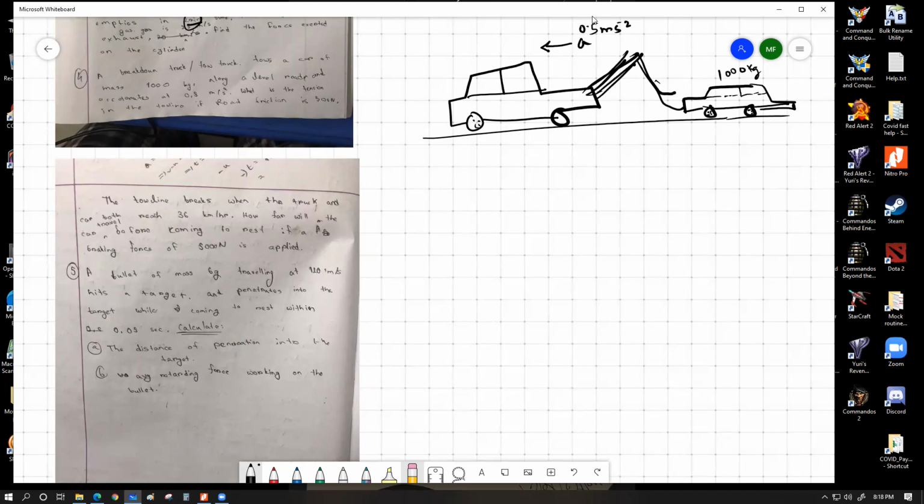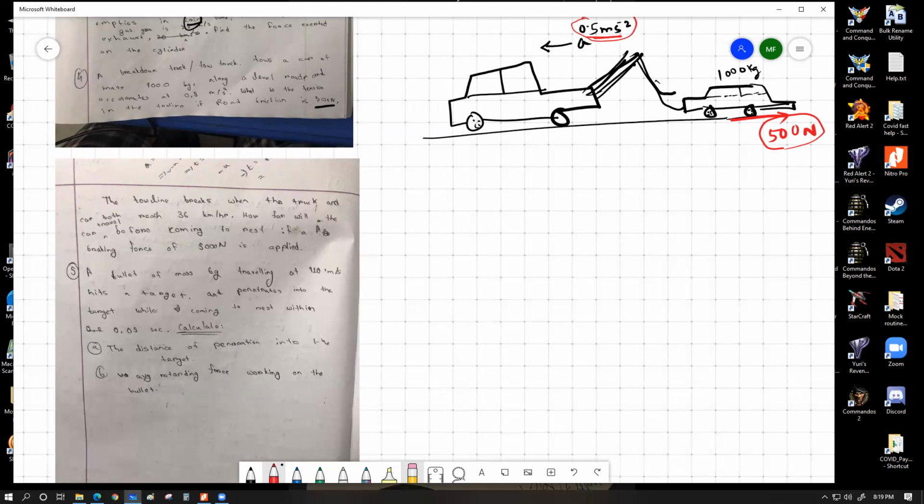And accelerates at 0.5 meter per second squared. What is the tension in the tow line if road friction is 500 Newton? So try to understand. The question is telling us that the road friction on this car is a total of 500 Newton. To be able to create this much acceleration, this tow truck has to overcome this 500 Newton of friction force, then create a total of 0.5 meter per second square acceleration.